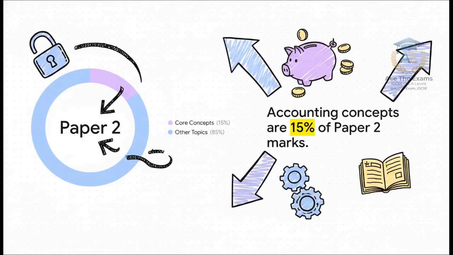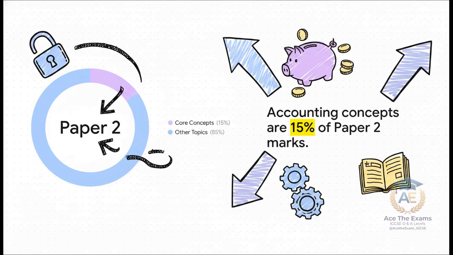I want you to consider the sheer weight of what we're actually covering today. Think about that 15% slice right there. That represents our entire focus for this masterclass. Accounting concepts, specifically encompassing business entity, historic cost, money measurement, and going concern, account for approximately 15% of the total marks in Paper 2. Just pause and think about that. That is a massive chunk of your final grade wrapped up in just a few foundational principles.